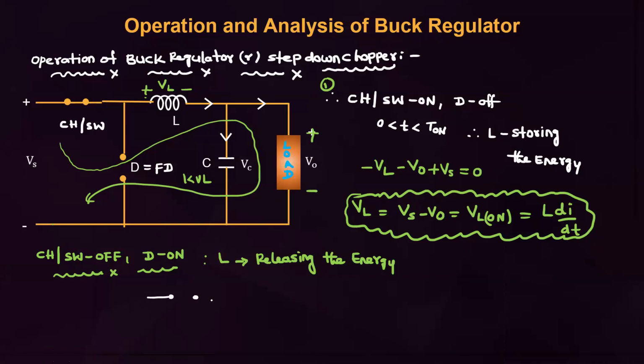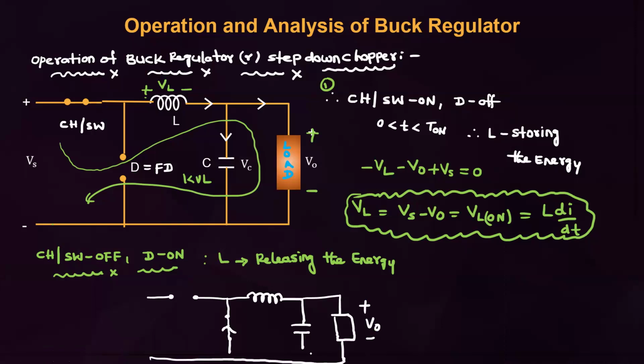Chopper or switch is off. No? This is the equivalent I'm drawing. Now diode is on. Like this it is coming. And this is inductor. This is capacitor. And this is the load. Voltage across the load is V0. Okay. And this is the diode. The supply voltage is Vs, plus minus. This chopper or switch is off.